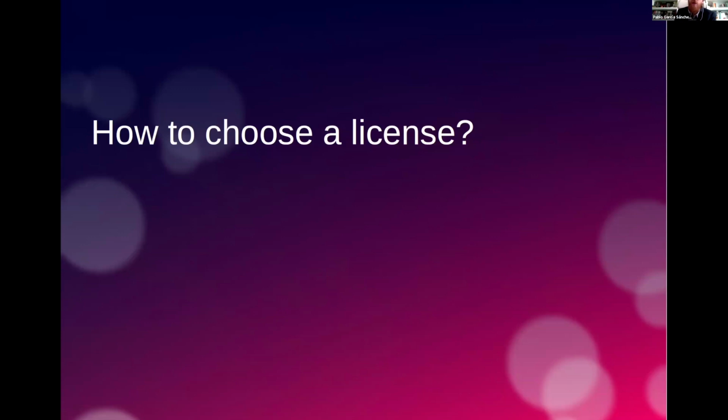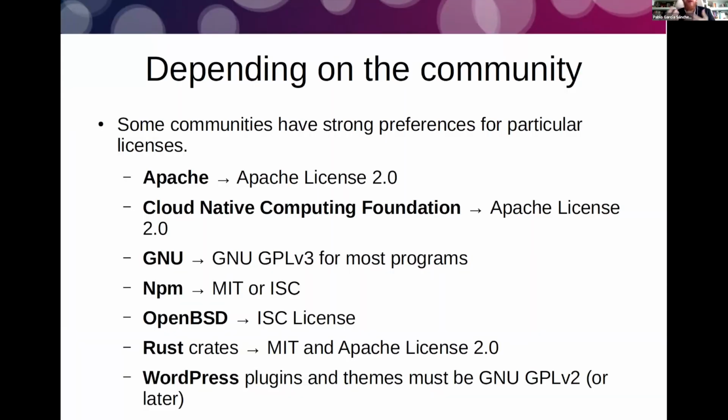Okay, how to choose one of them? Which one should I choose? Well, it depends on the community. First, if you are a developer working with Apache products, they make you use the Apache license. If you are developing with JavaScript or creating NPM packages, they make you use the MIT or ISC license. If you are working with Rust to create crates, the packages in Rust, you should use MIT and Apache. If you are using WordPress, you should use GNU GPL, okay? So it depends on the community you are developing for.